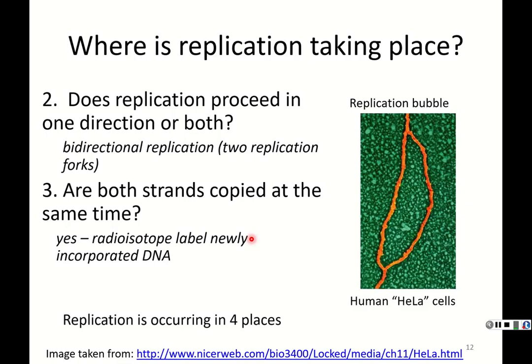The next question, are both strands copied at the same time? And yes, the answer to that is yes. And that was found out by using radioactive isotopes labeled into the newly incorporated DNA. Okay. And it turns out the replication is actually occurring at 4 places. So you have it going this direction and that direction, and it's occurring on both strands. So that's 4 separate places.